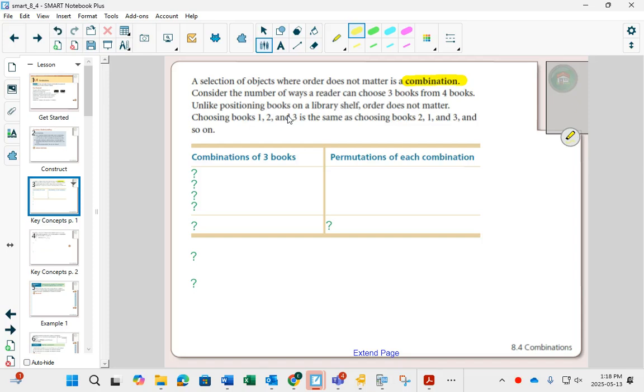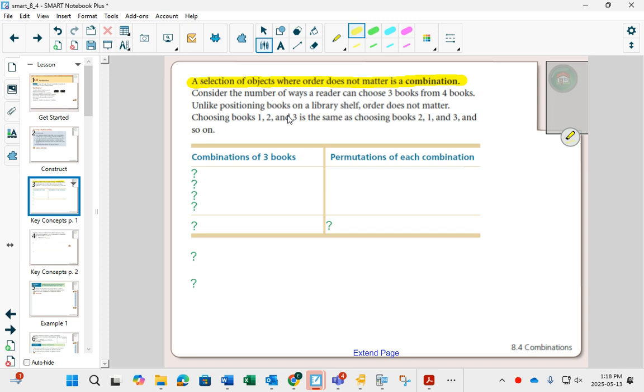Highlighter. This first sentence is important. Everything we've done up till now have been permutations. When we count things, the order matters. But sometimes you count something and the order doesn't matter.